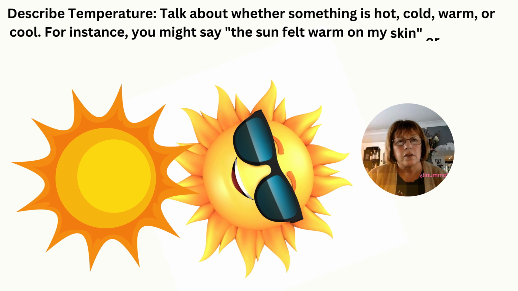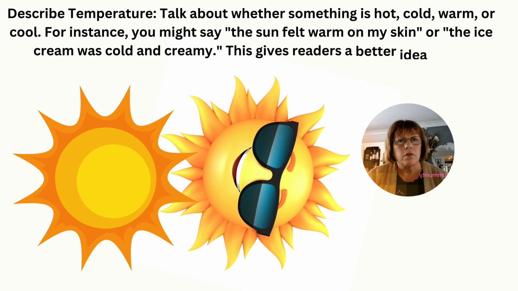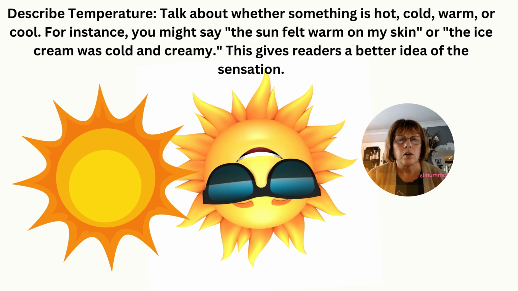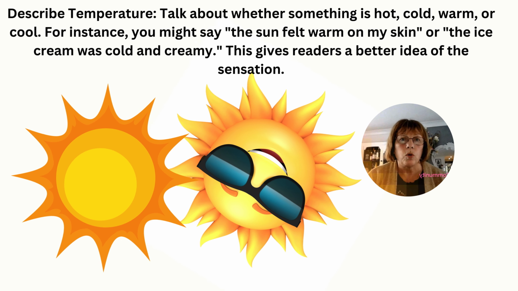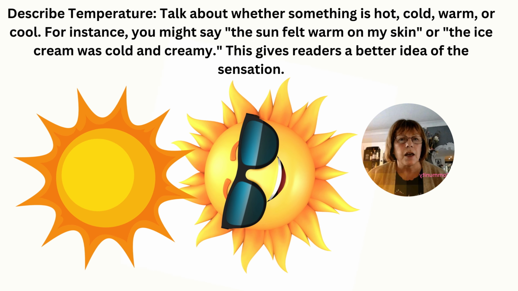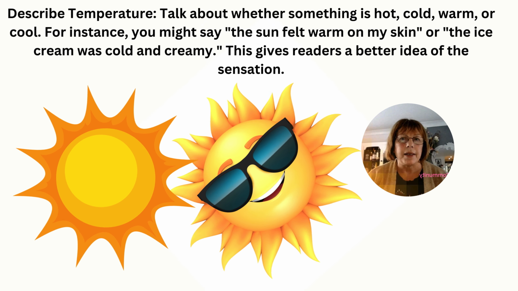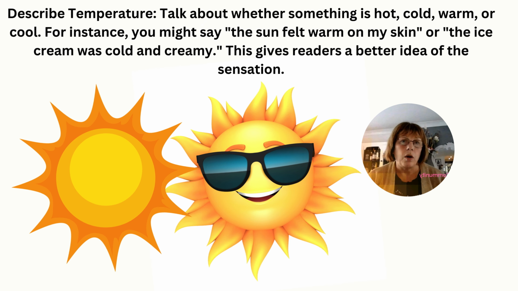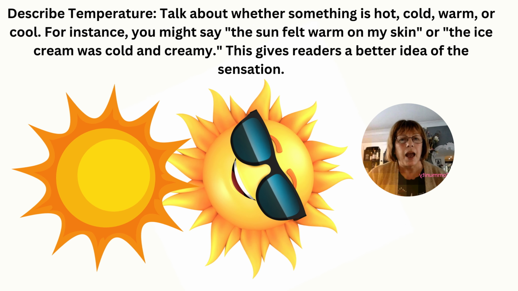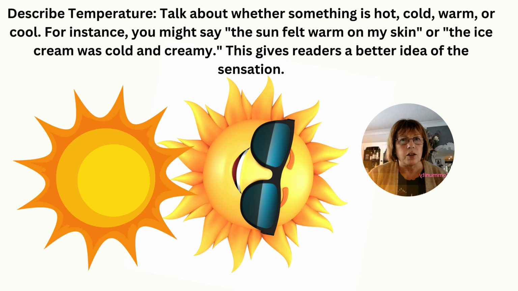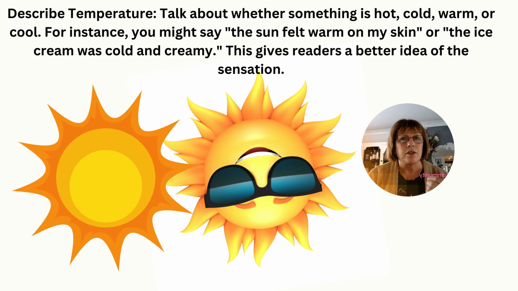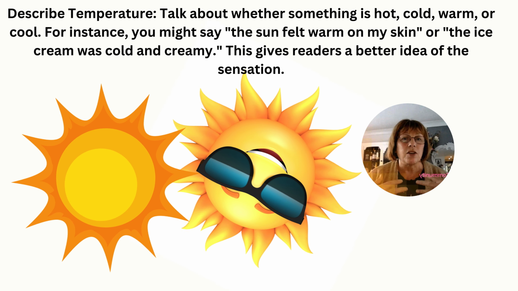Don't forget to describe temperature when you're writing a description. You can write about whether something is hot, cold, warm, or cool. For instance, you might write, "The sun felt warm on my skin," or "The ice cream was cold and creamy." And using those words to identify touch is what gives readers a better idea of the sensation of that feeling.